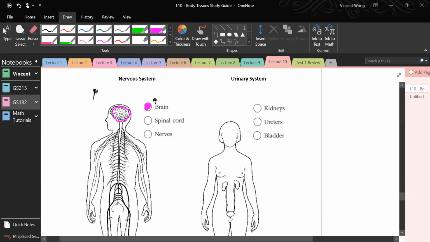What the brain does is process sensory information, so things that you feel with your senses: your sight, your hearing, smell. It processes all the sensory information, and it will produce motor output. So if you need to move certain parts of the body, all that stuff comes from the brain.